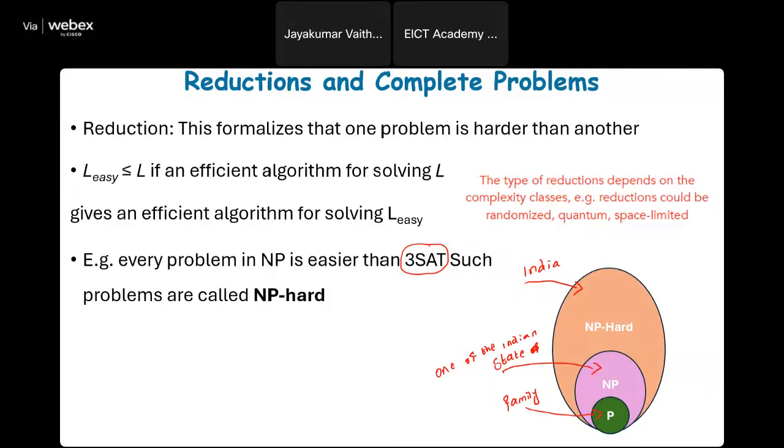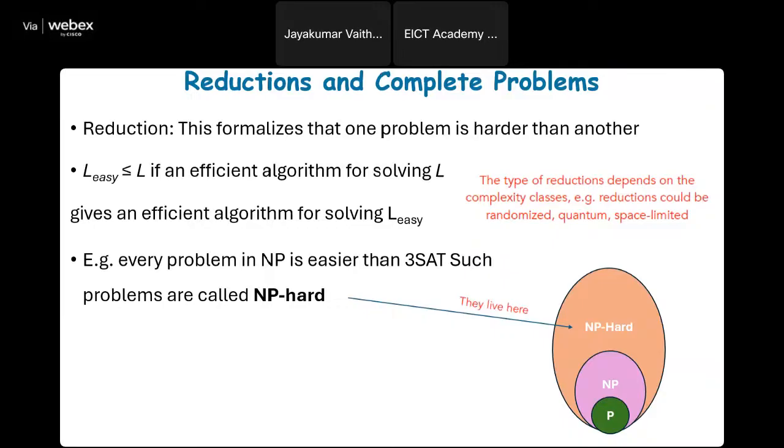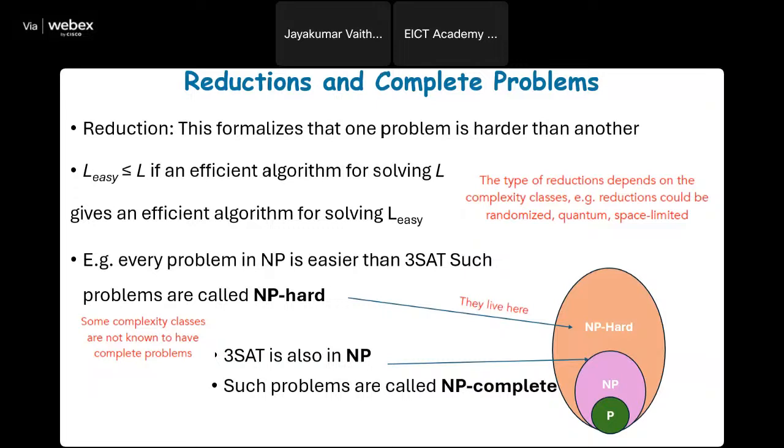In the same way, managing India is like managing multiple countries, in my view. Very, very difficult, even though we are going in the right direction. So NP-hard problems live in this region, and for some complexity classes we don't know how to solve them. Most of the NP problems are over here. So the 3-SAT problem lies in NP-hard as well as NP. It is like on the boundary.